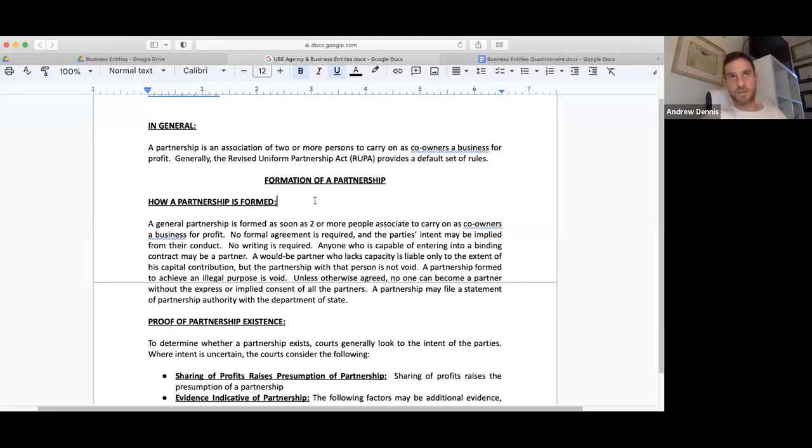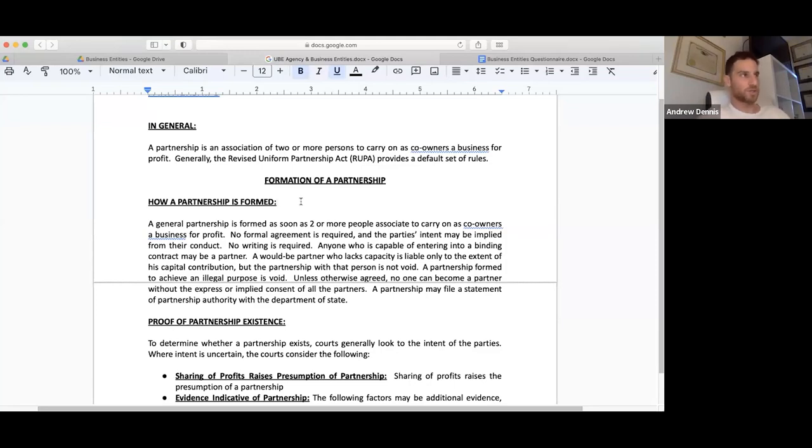Similarly, I'm probably going to switch my legal entity description to an S corporation, very similar to an LLC. It's just a difference of how you get there. And we'll talk about these things when we do corporations.